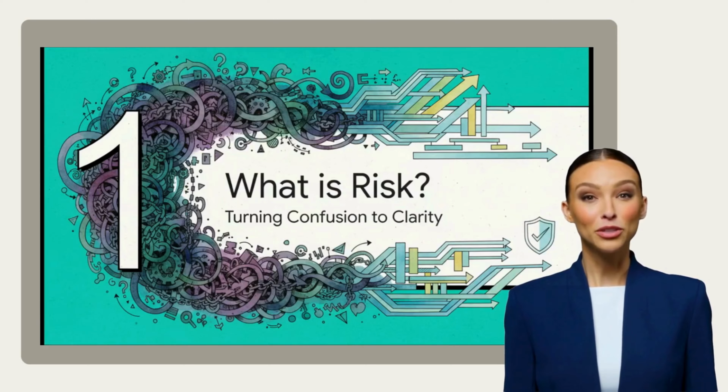So, what's the secret weapon here? How do we bring order to all this chaos? It all comes down to one powerful idea: risk. Once you really get what risk is, you can transform that messy, confusing list of problems into a crystal clear, prioritized action plan. It's all about turning that confusion into total clarity.